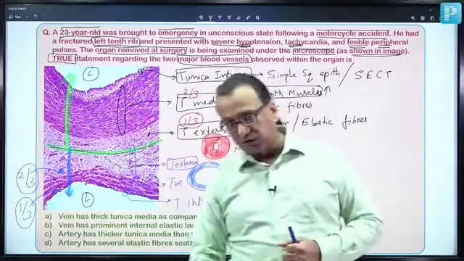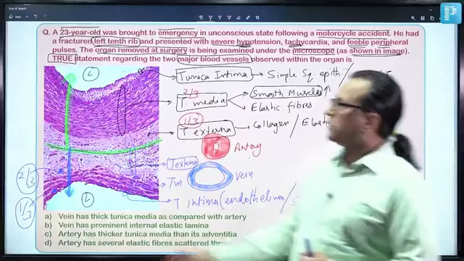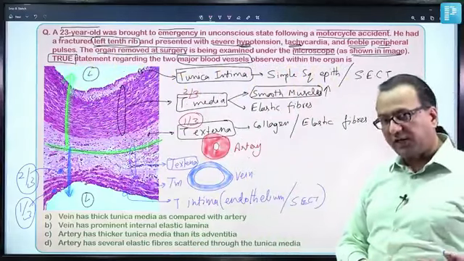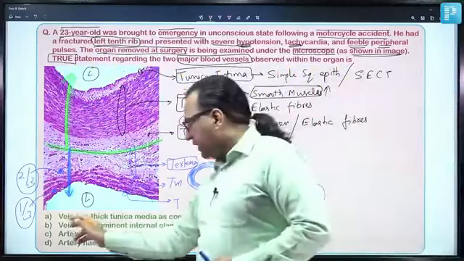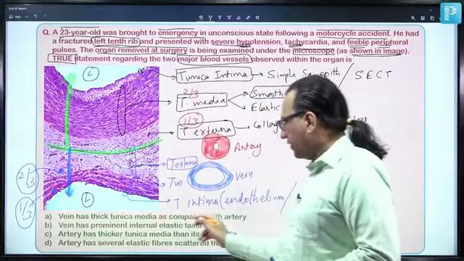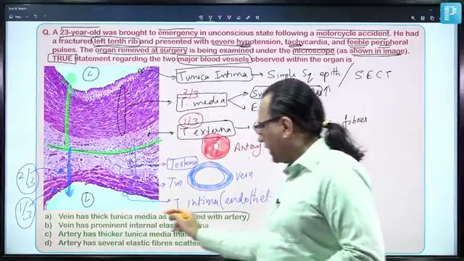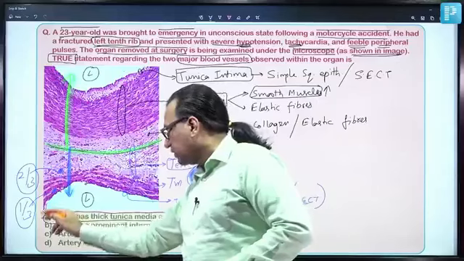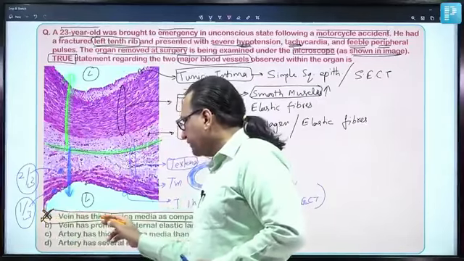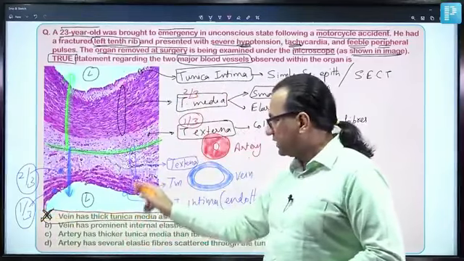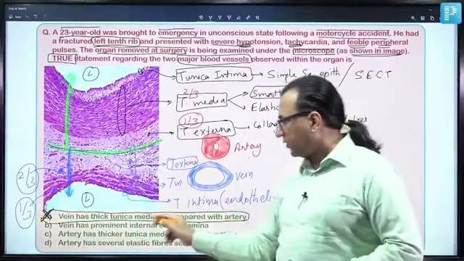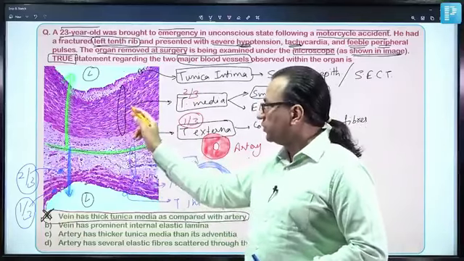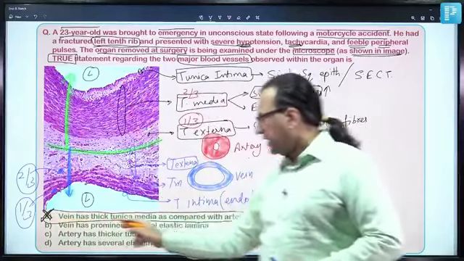Now, let us focus upon the choices. This question wanted us to know the true statement regarding the major blood vessels within the organ. The organ is spleen. So, choice A: vein has thick tunica media compared with the artery. And what do you think about this statement? Actually, it is a wrong statement because we have just mentioned that in veins the tunica media is thin as compared with the artery. See, this is the tunica media of a vein, and that is the tunica media of an artery. So, obviously, choice number A is a wrong statement.